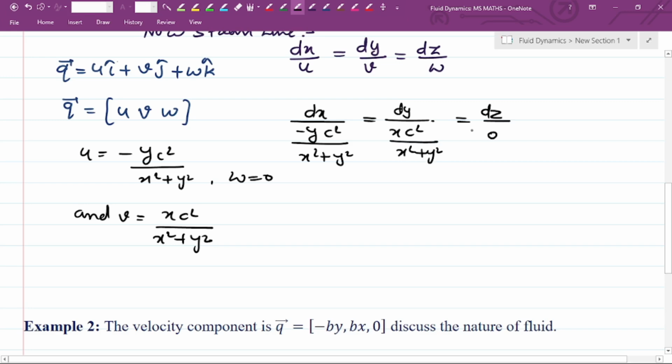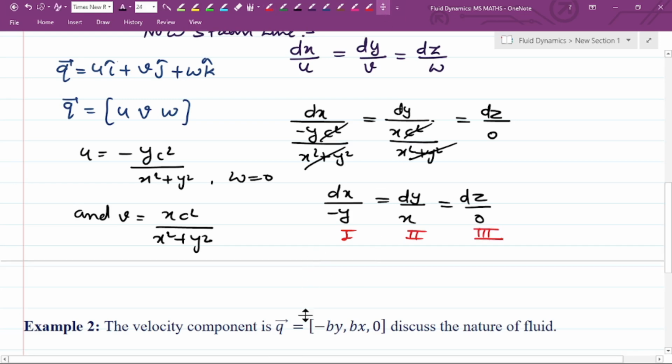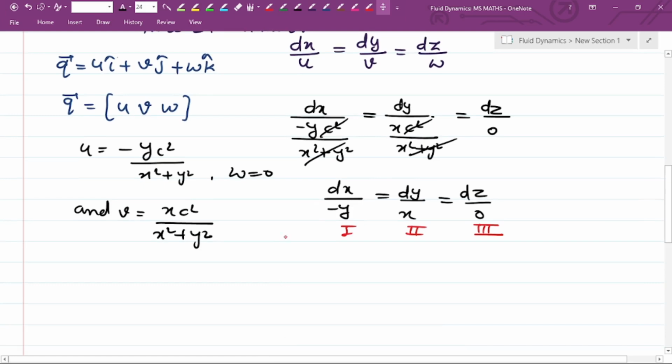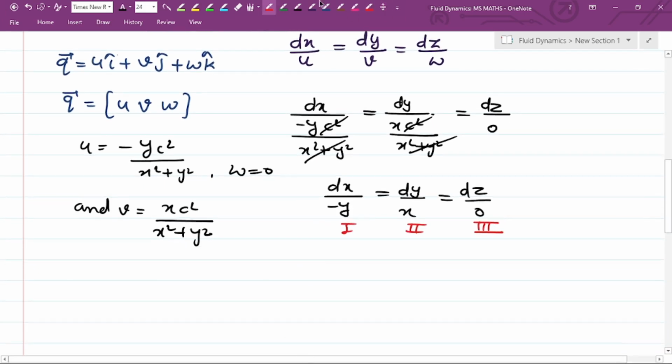We have a partial differential equation, and we have a scheme for solving it. This is basically the Lagrange's differential equation. We'll find the solution by cancelling both these terms, which gives a simplified form: dx over minus y, and dy over x, is equal to dz over 0. Now we have the first, second and third ratios, and we can simplify this using the scheme of Lagrange's partial differential equation.